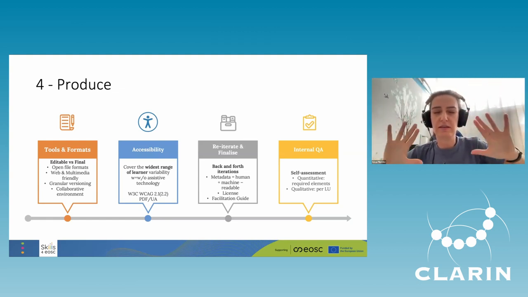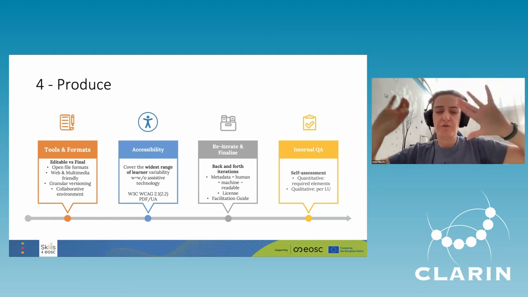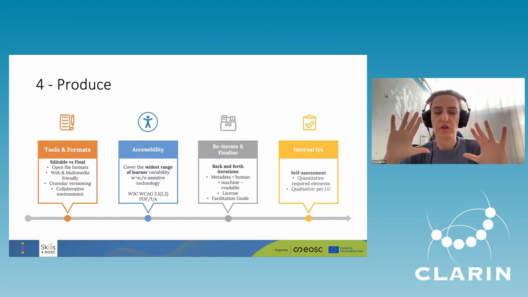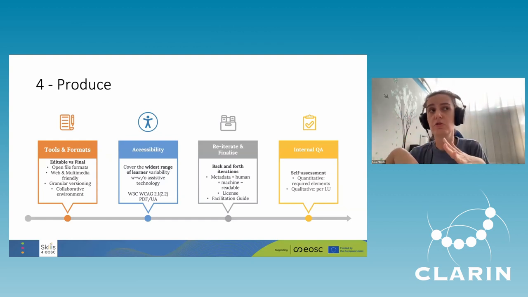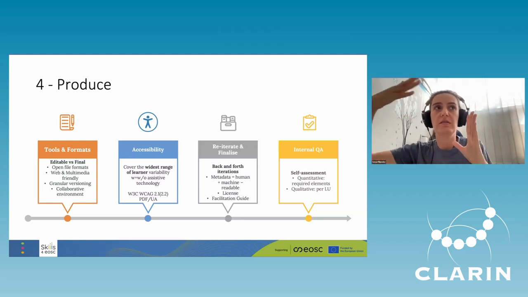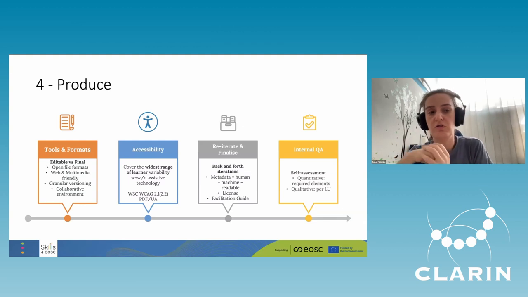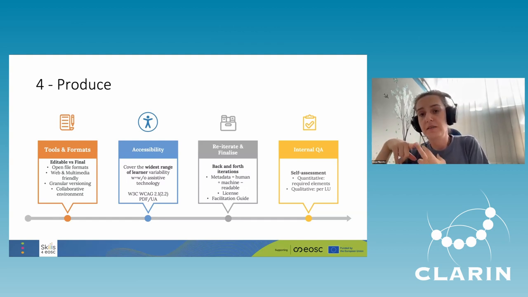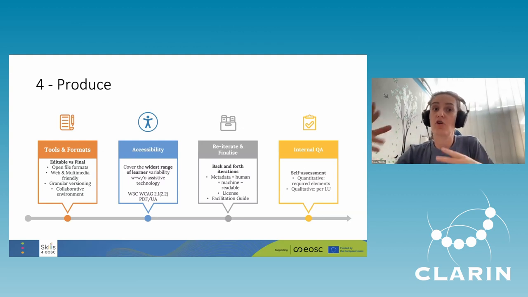At the end of the design stage, you have all of this structure, all of these files, this content that needs to be developed, everything that you decided that you're going to reuse. Now you go into produce and you start actually filling out the content that you're missing according to the structure that you defined. Here you choose the tools that you're going to use for creating the content, and you choose the file formats. Make sure you use open file formats so that in the end, they are interoperable. Somebody else can reuse them.